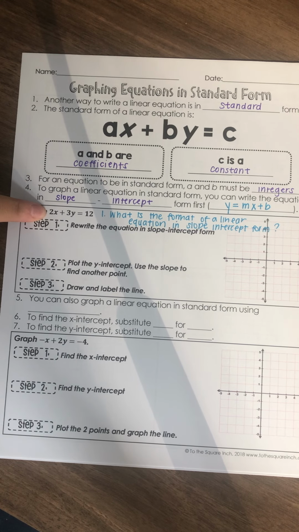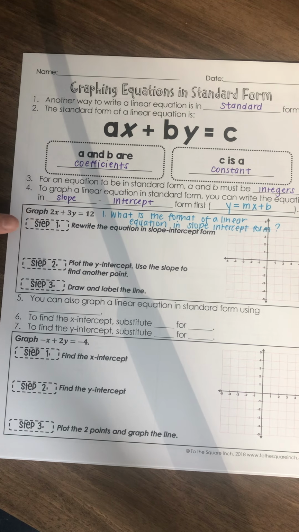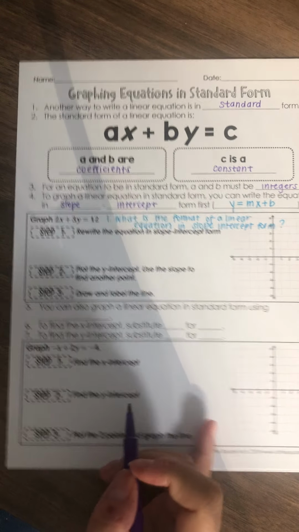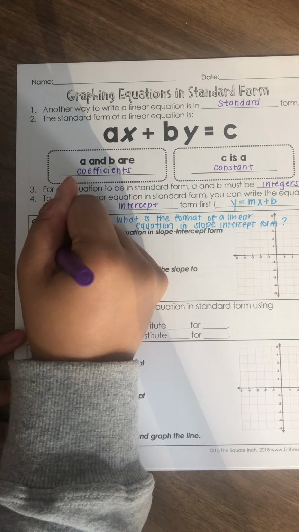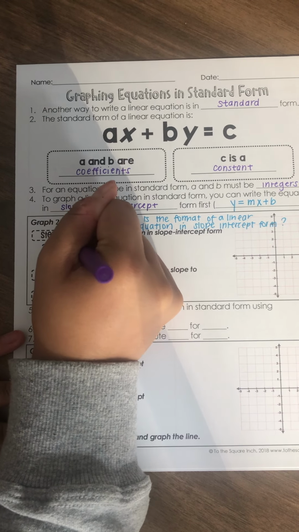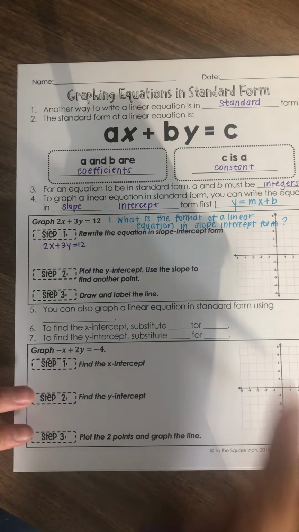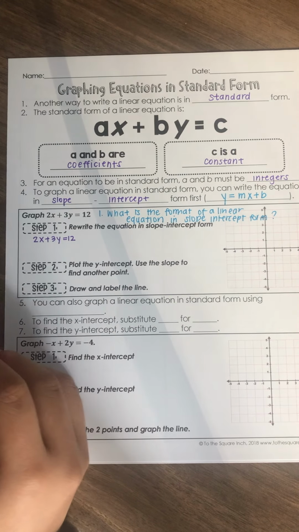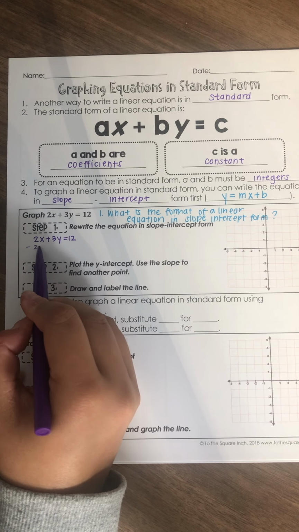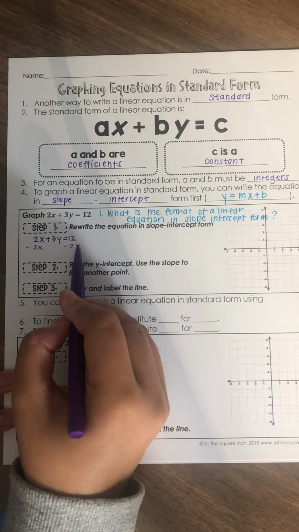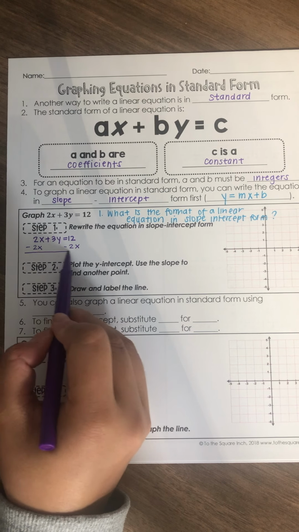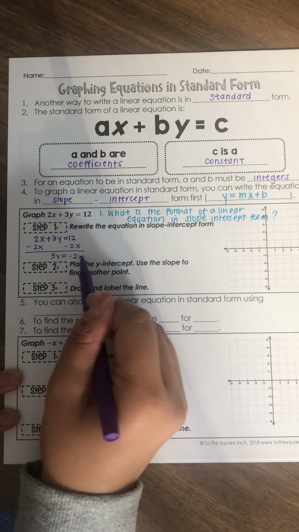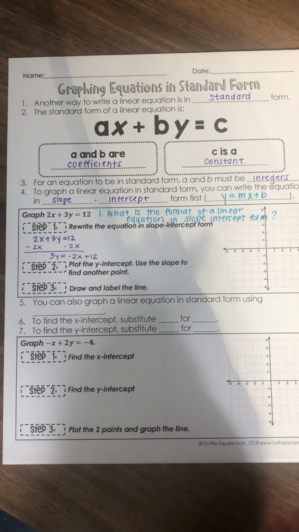Keep in mind this is currently in standard form. So our first step is to rewrite the equation in slope-intercept form. So I want to rewrite 2x plus 3y equals 12 in slope-intercept form, meaning it should look like this. I want to get my 3y by itself, so I will go ahead and subtract 2x from both sides, leaving me with 3y equals negative 2x plus 12.